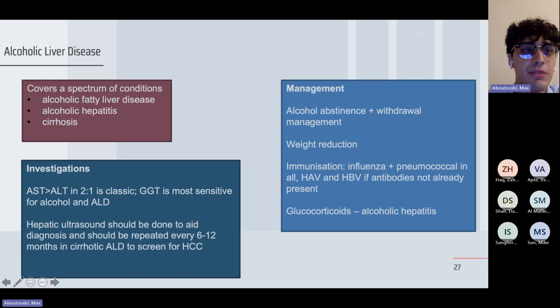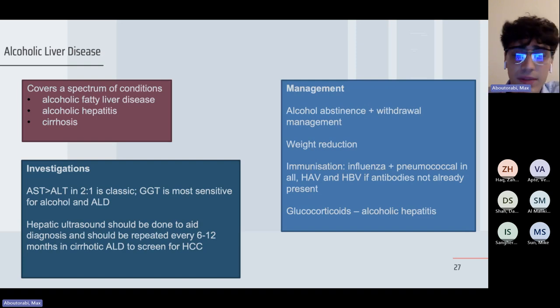So a common presentation for these patients, or a common AKT question, would be a patient comes in, they either have a history of severe alcohol use, or they come in smelling of alcohol, and then they'll come in with symptoms of jaundice, right upper quadrant pain, potentially ascites, your classic liver symptoms.